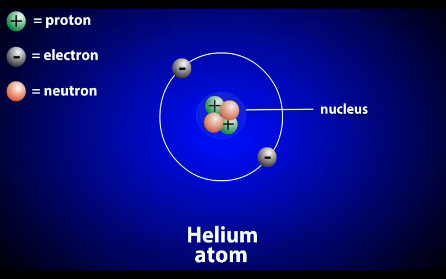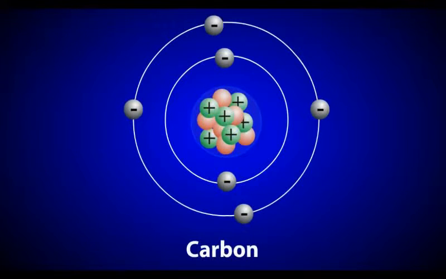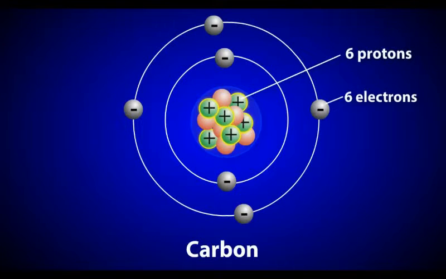Let's take a quick look at an atom of carbon. Notice how the 6 protons and 6 neutrons reside inside the nucleus, while the electrons are shown in orbits surrounding the nucleus. The number of protons identifies the element. All carbon has 6 protons and therefore 6 electrons.